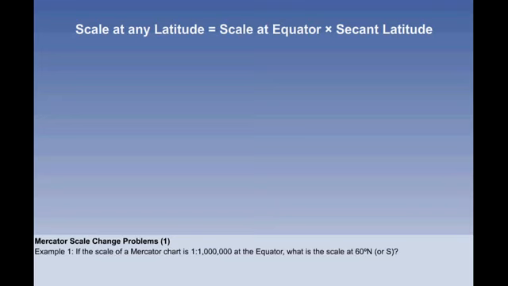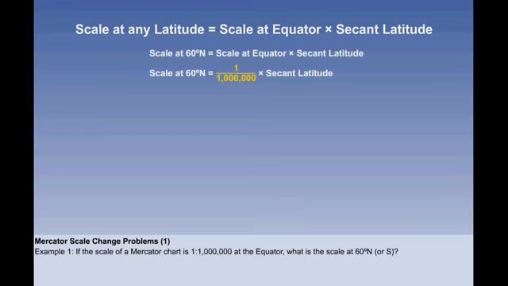So what do we know? We're trying to find the scale at 60 north. That's the unknown. Let's leave it on the left-hand side of the equation. Do we know scale at the equator? Yes, we do. It's given in the question. It's 1 to 1 million, so let's put it in. Now, what about the latitude? It's 60 north. Put it in.